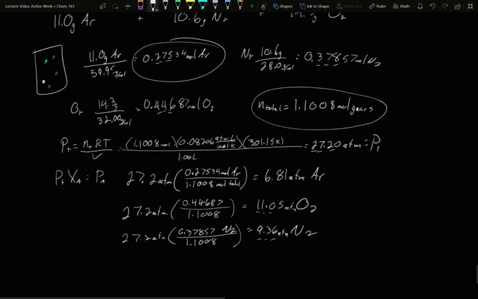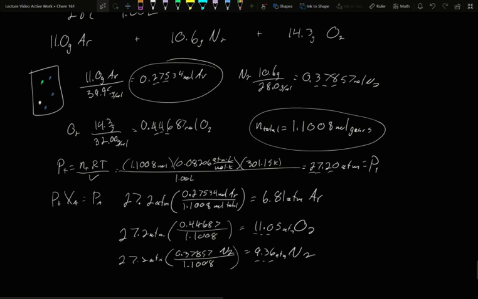So there's a couple ways to go about doing it. I could have done an ideal gas law for each equation using the moles they had, or I could combine the moles, find the mole fractions, and compare that mole fraction to the total pressure.